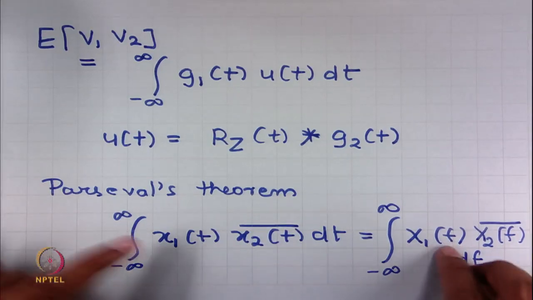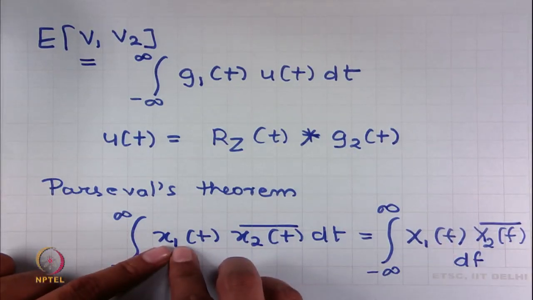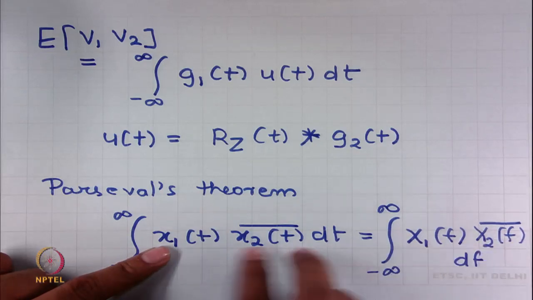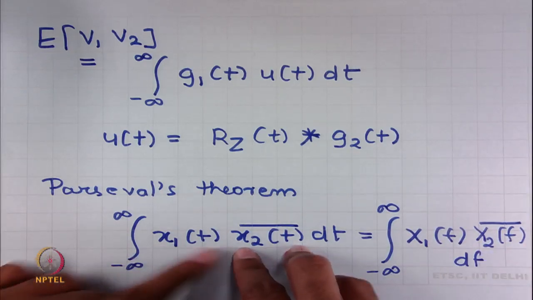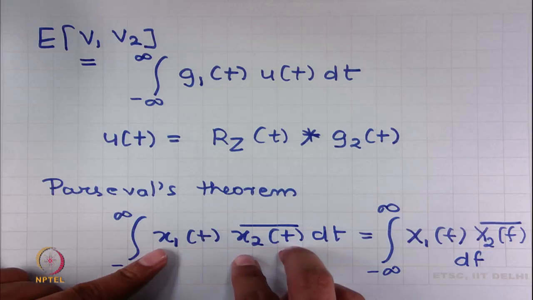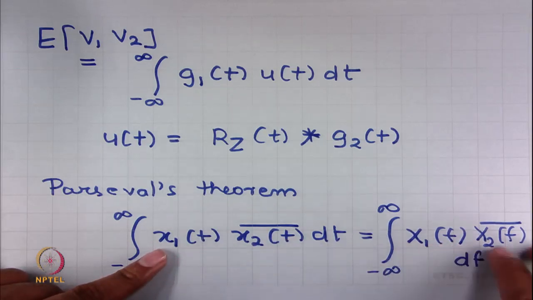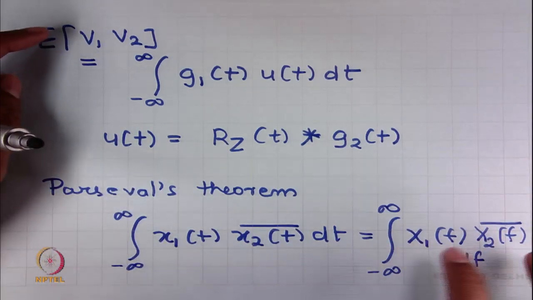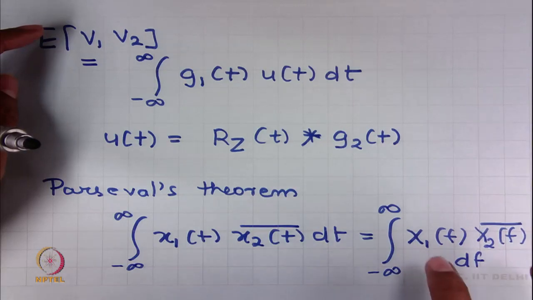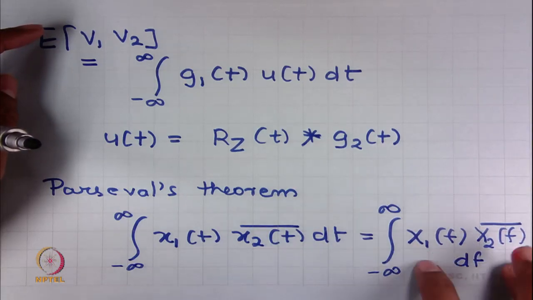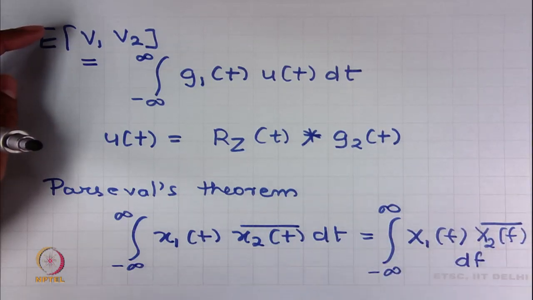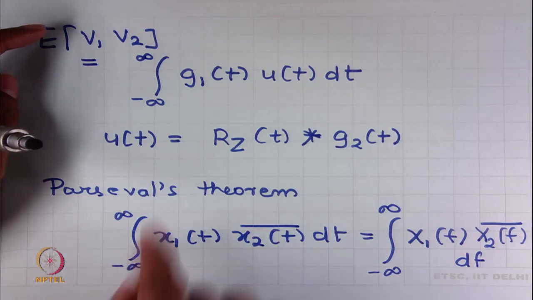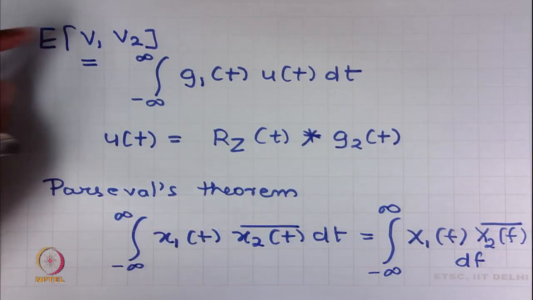where X1 of f is the Fourier transform of x1 of t and X2 of f is the Fourier transform of x2 of t. So, I have these two time domain signals, I have obtained their frequency domain signals. So, if I take the inner product of the signals in time domain, or if I take the inner product of the signals in frequency domain, this inner product remains preserved. Okay. And this is the idea behind Parseval's theorem.